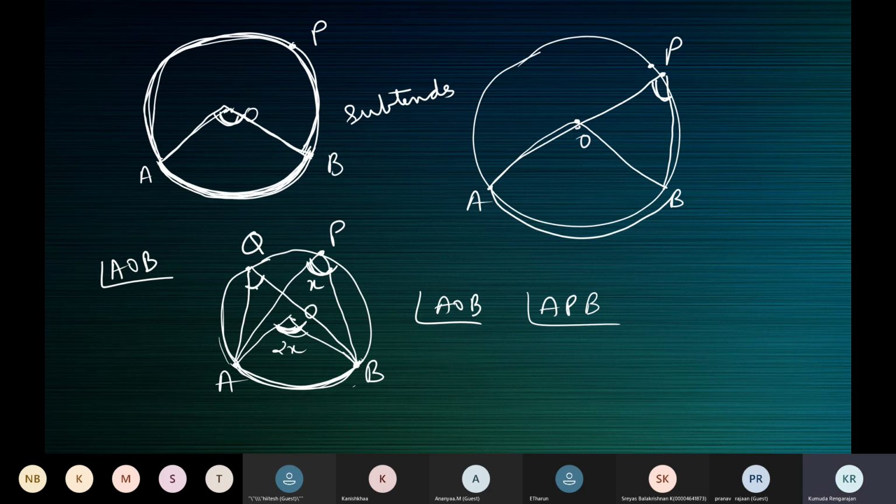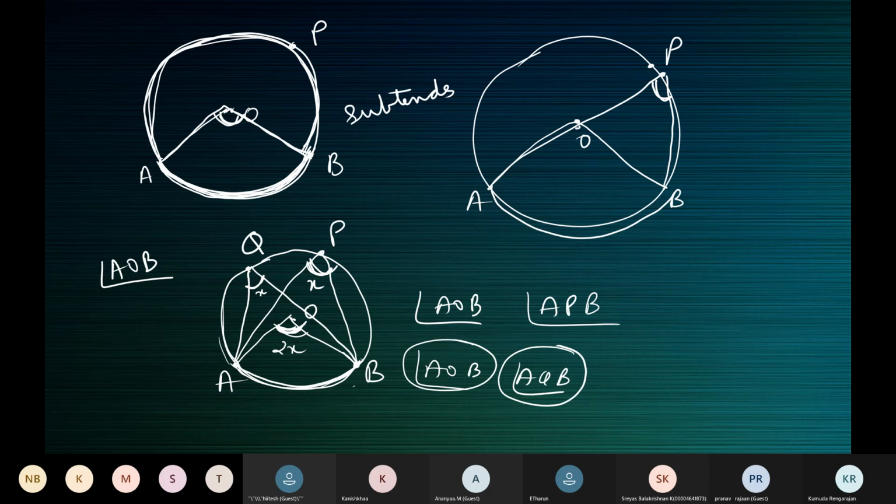So if this is 2x, this also is x only. Because of the theorem, angle AOB and angle AQB: who subtends AOB? Arc AB at the center. Who makes this angle on the circumference? The same arc AB makes AQB on the circumference. So in the center, if it is 2x, then on the circumference, it has to be x.